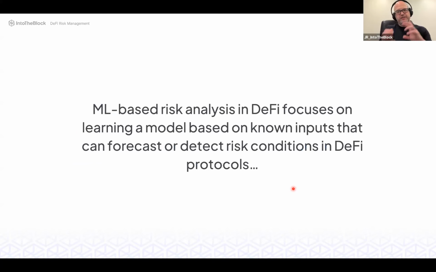Now, machine learning is the opposite. In simulation, you have a model that you know, and you have random inputs. In machine learning, you have a lot of known inputs, and you're going to learn a specific model.